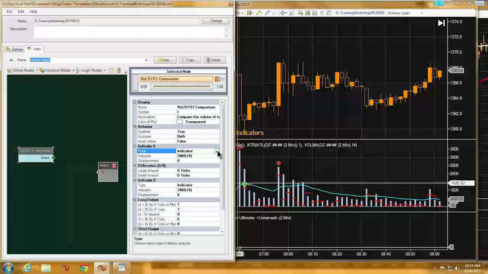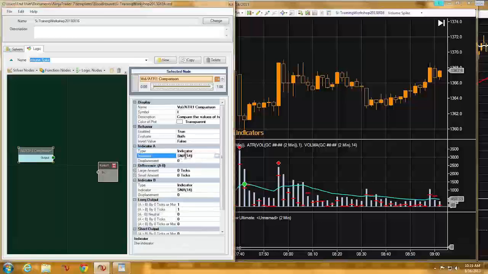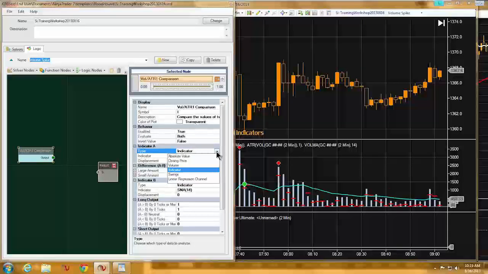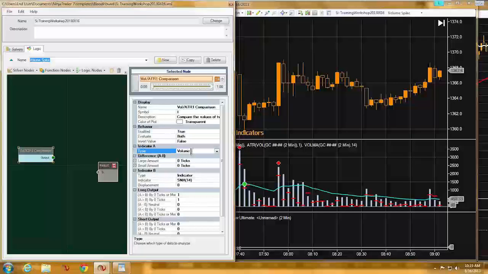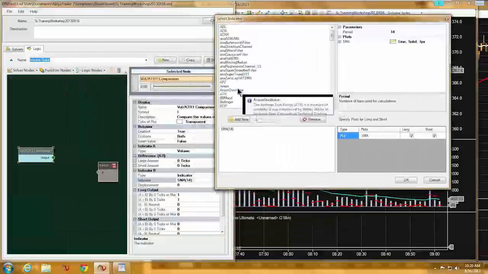So we have a little shortcut here. These types here are kind of some shortcuts, and so I'll just put the volume in there. Makes it easy. I could have left it on indicator and then just changed this to the volume indicator right here. I'll get the same result. This is just a little shortcut. And so let's see. Next, I will set this to the ATR.